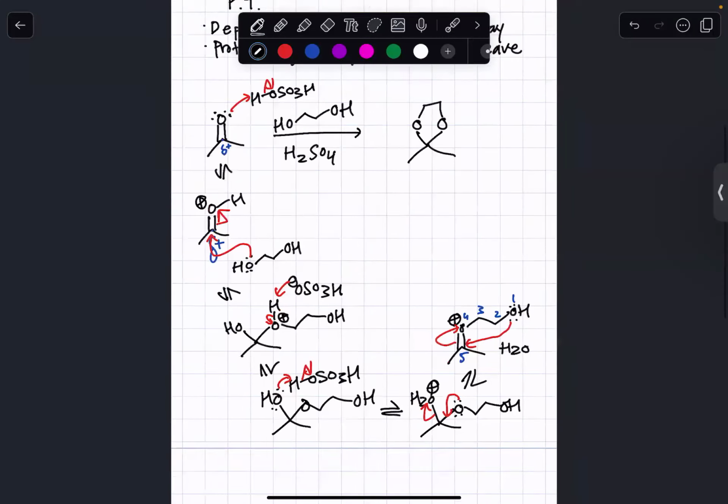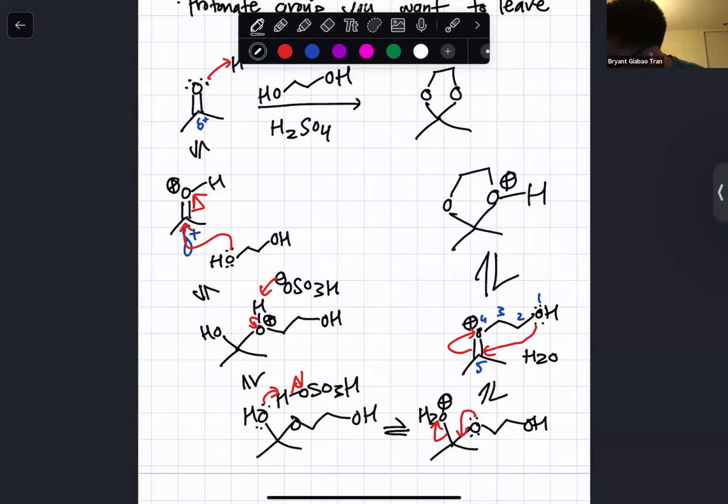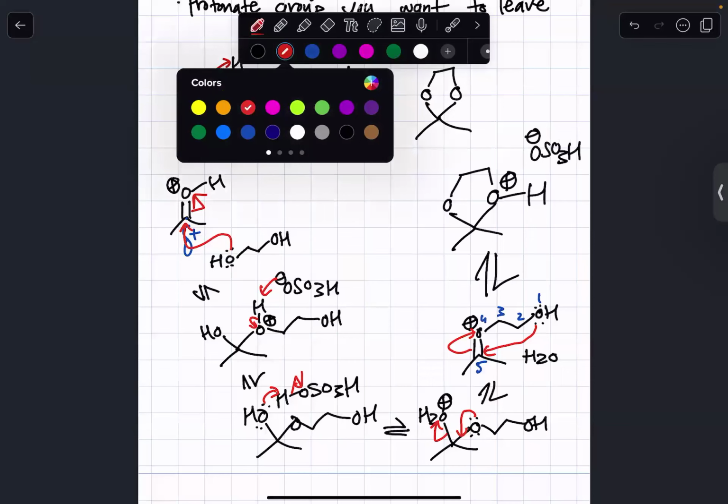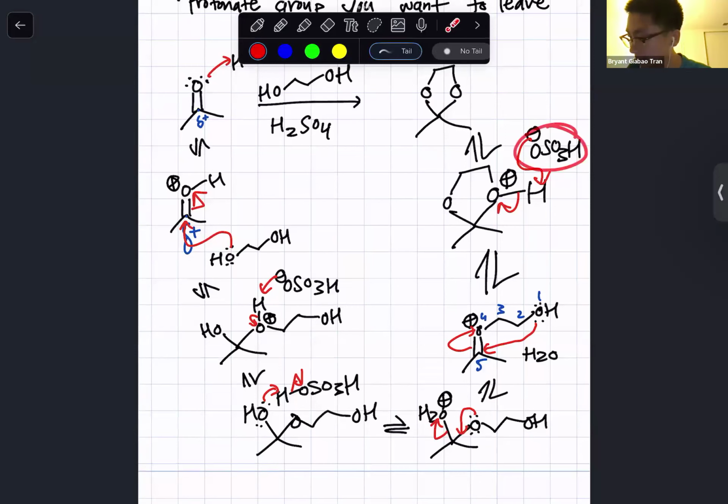What we're going to get is this structure here, positive charge. And then the last step is just to neutralize that oxygen by deprotonating it, like that. And we reform our acid catalyst there.